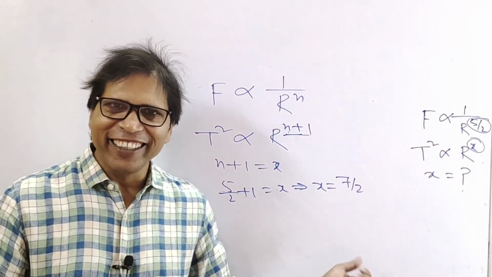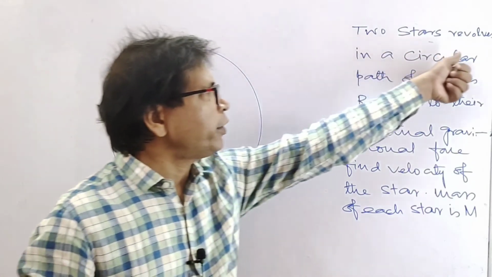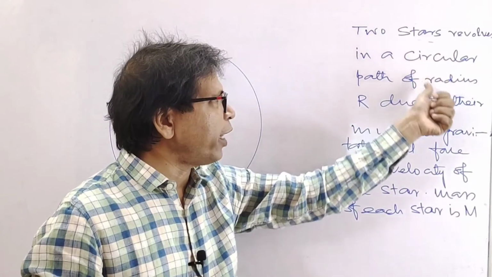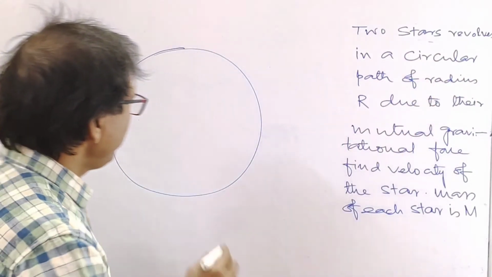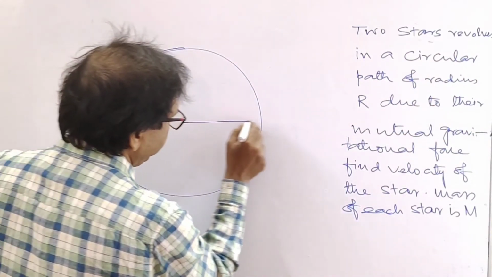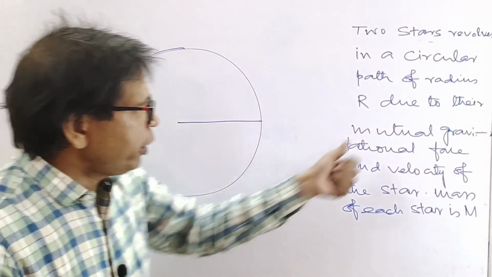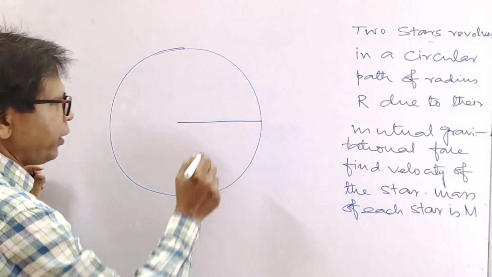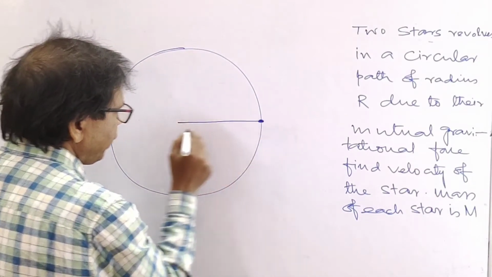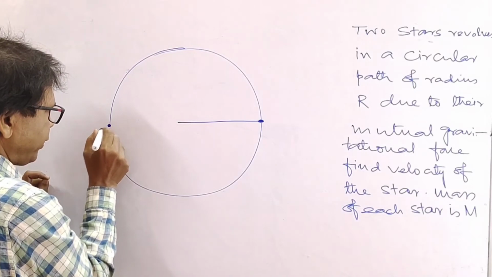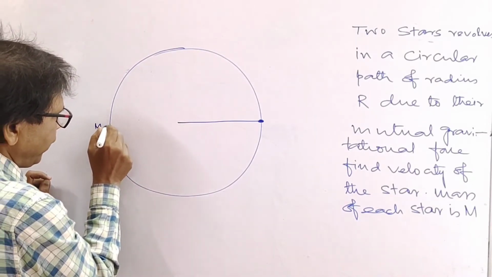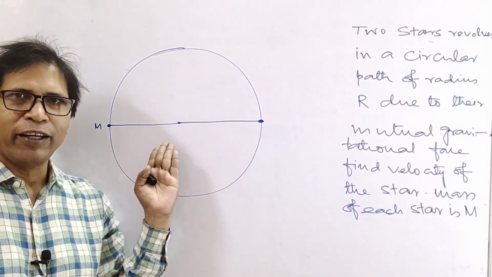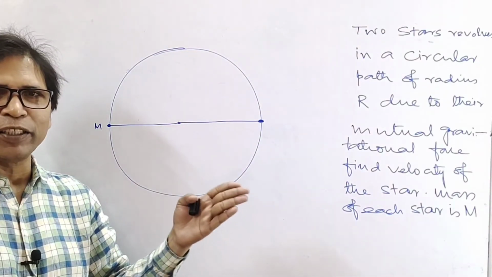Okay, understood? Look at this, two stars revolve in a circular path of radius r. Look at this, this is the circular path of radius r. Due to their mutual gravitational force of attraction, if this is the position of one star, this must be the position of the other star, the diametrically opposite point, such that the mutual force of attraction between them provides the necessary centripetal force.